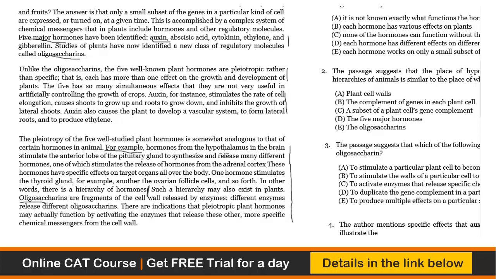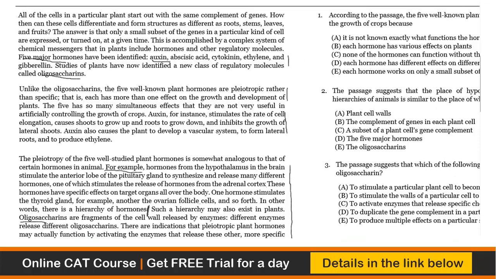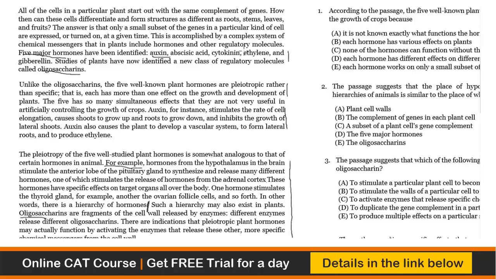When I read the passage, the author has introduced oligosaccharin in the last sentence of the first paragraph. This is what he has done in the first paragraph. And then he starts saying that if the plants have the same complement of genes, then how do they develop roots, stems, leaves? And then he says the answer is something. And then he introduces the 5 hormones. He talks about oligosaccharin, artificial control of plants. He talks about auxin, which is an example of something. Then he talks about the hormones in the hypothalamus. And then again, in the end he talks about oligosaccharin.